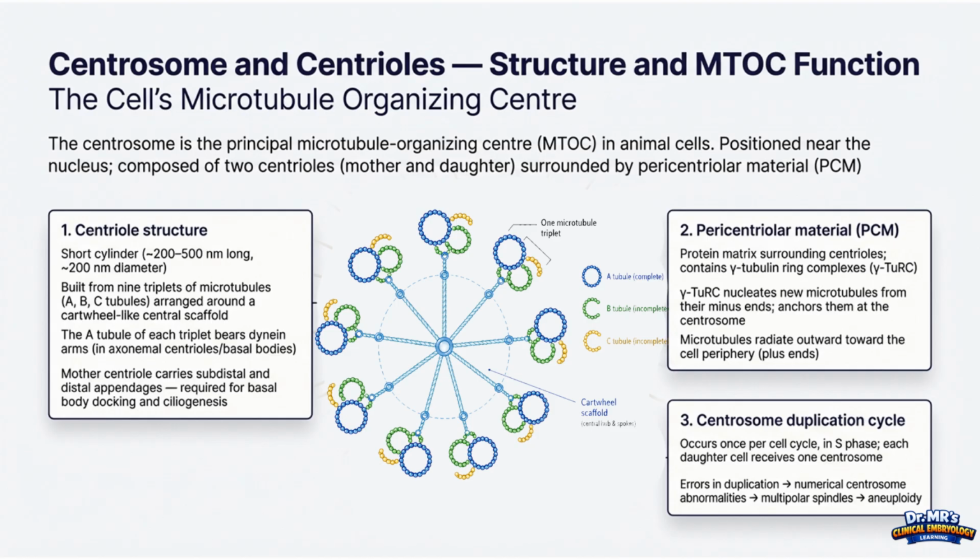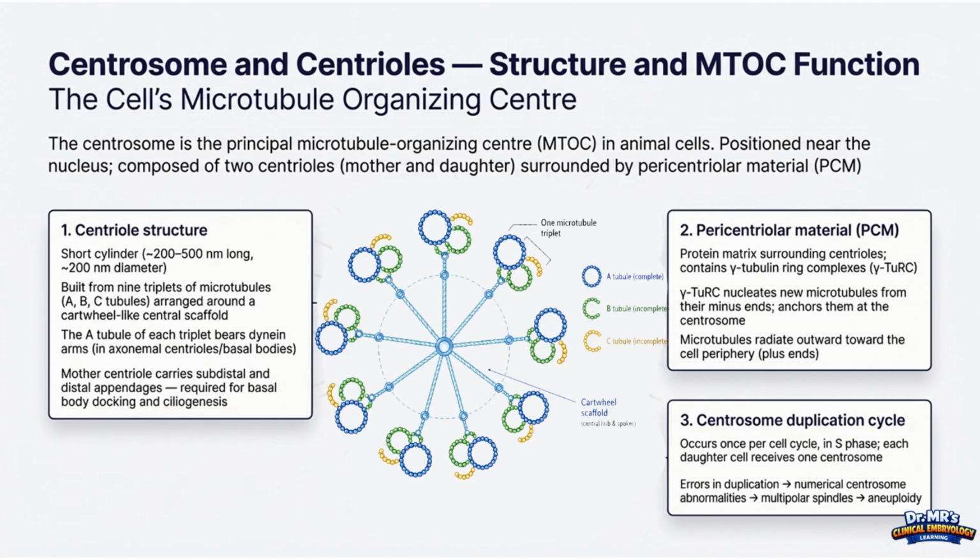The architecture of this structure is visually stunning when you look at electron micrographs. Let's build it from the ground up for the listeners. At the very core of the centrosome, you have a pair of centrioles, a mother and a daughter. Yes, and they sit perfectly at right angles to each other, forming this L shape. Structurally, a centriole is a rigid, perfect cylinder, roughly 200 to 500 nanometers long.